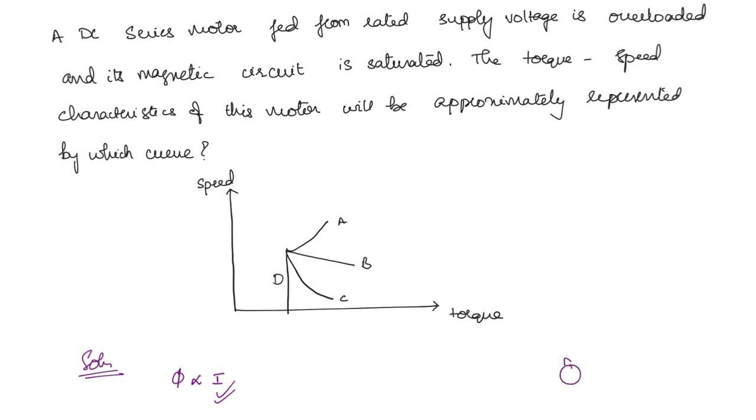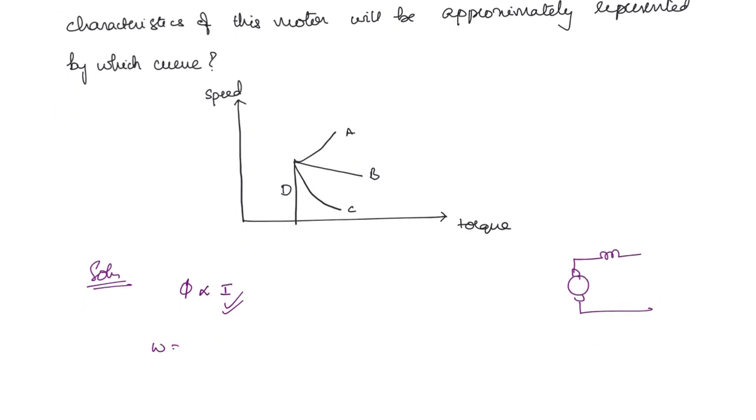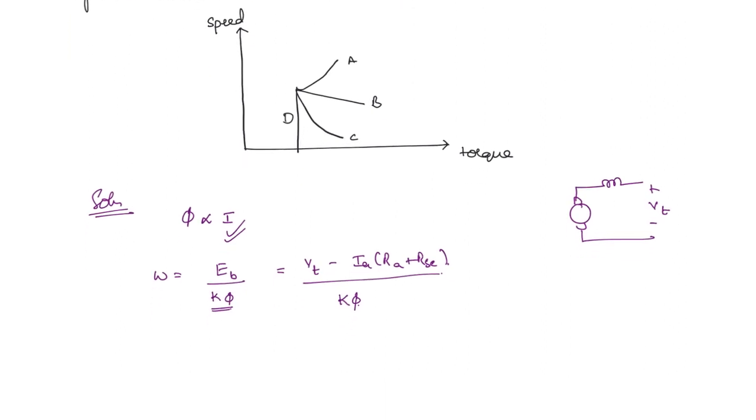So for the series motor, the field current, the armature current and the supply current, they are all one and the same. Okay. So if you take the expression for speed, omega is equal to the back EMF divided by K into phi. So these both are constant, they are not changing. So this is equal to EB is the supply voltage or the terminal voltage VT minus the drop across armature and series winding. So IA into RA plus RSE, just like we did when we were deriving the characteristics, right, divided by K phi. Now what is the torque?